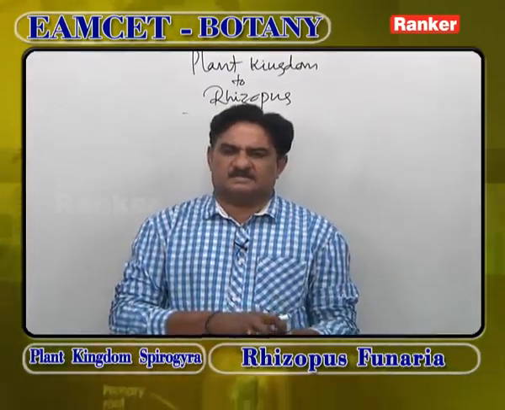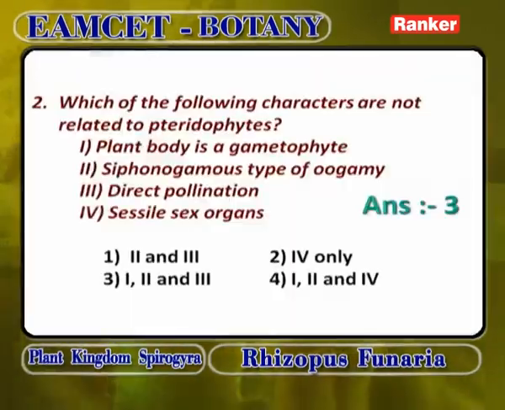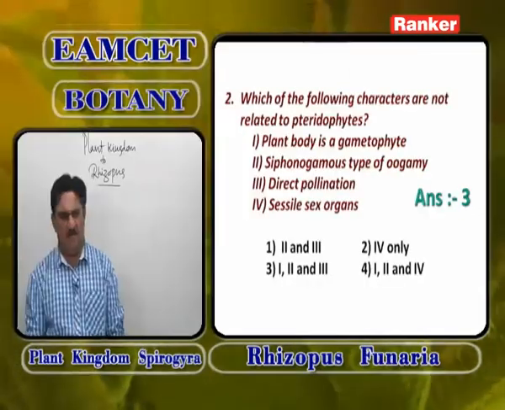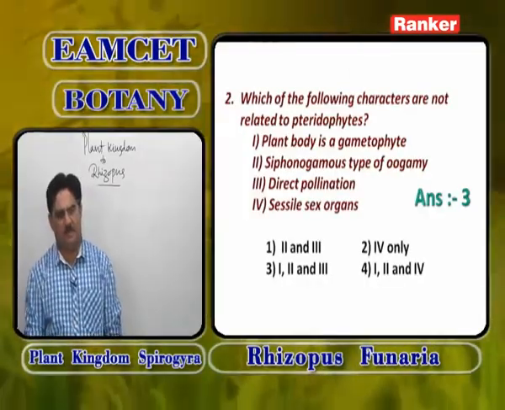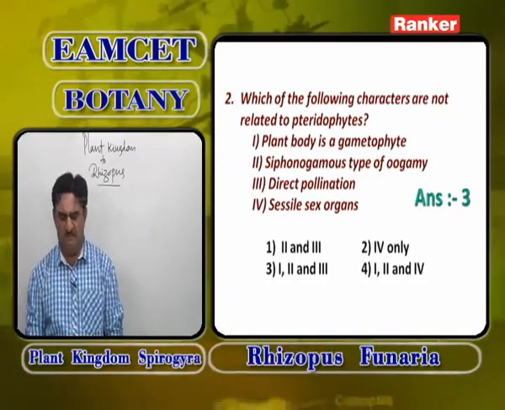Sessile sex organs is correct, because the special feature of all pteridophytes is that the reproductive structures, antheridium and archegonium, are sessile. They do not possess any stalk. So which of the following characters are not related to pteridophytes? Sessile sex organs are related to pteridophytes. Plant body is a gametophyte is not related; the plant body is a sporophyte.